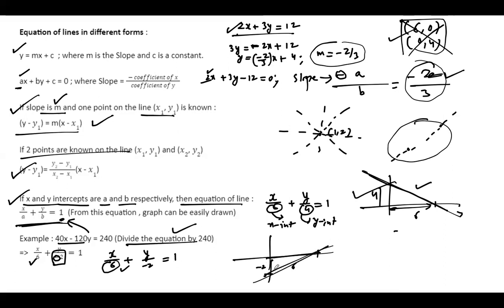So the line will look like this. The line will have a positive slope. Positive slope. Okay. So I consider this equation as important. Whenever I want to make graphs, I take help of this form. Okay, but whichever form suits you.